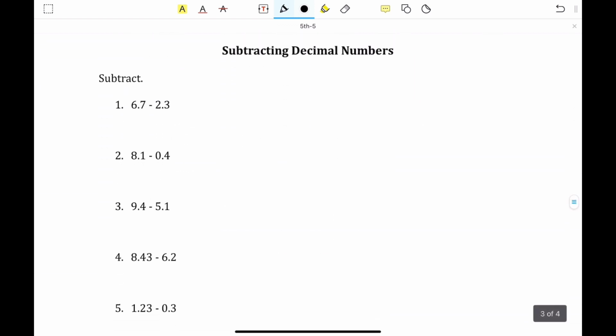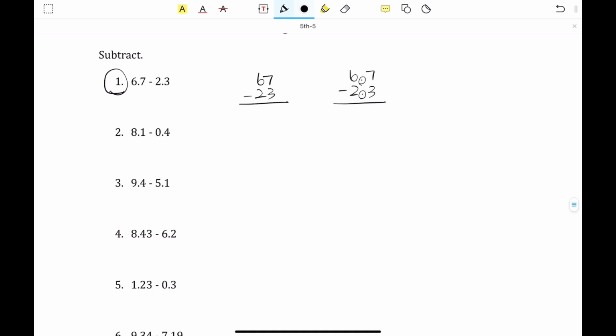Now subtracting decimal numbers. This is the same way as when you subtract whole numbers. You place it like this, same thing. And again, just like adding, you're going to make sure your decimals are aligned like this, on top of each other. So we're going to do number 1 and number 4 together.